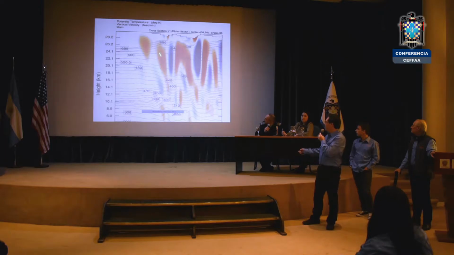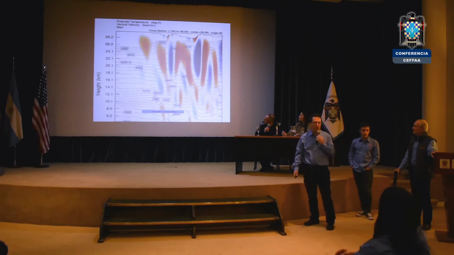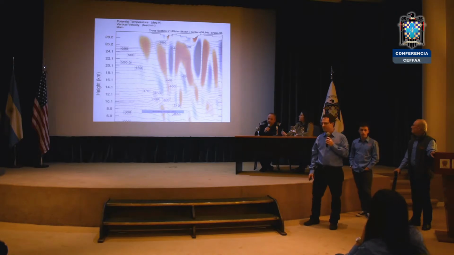So the red areas show us where there is lift, where the Perlan glider can climb with the lift.